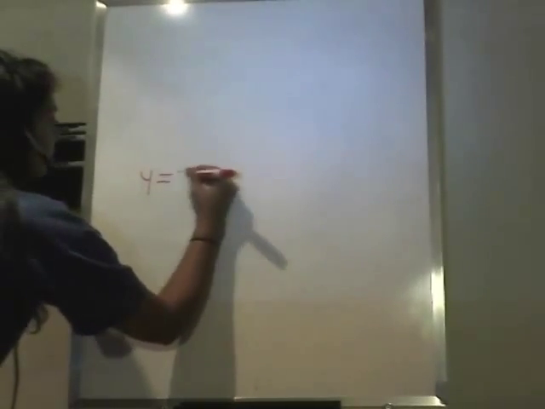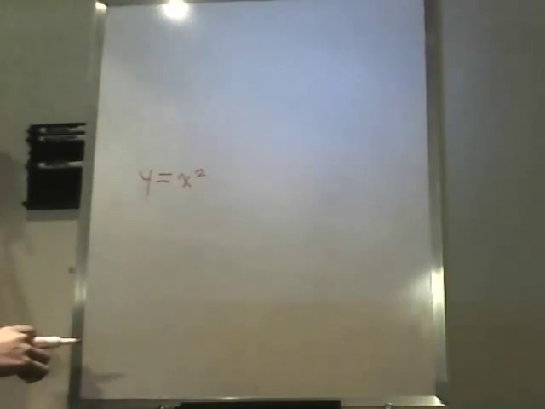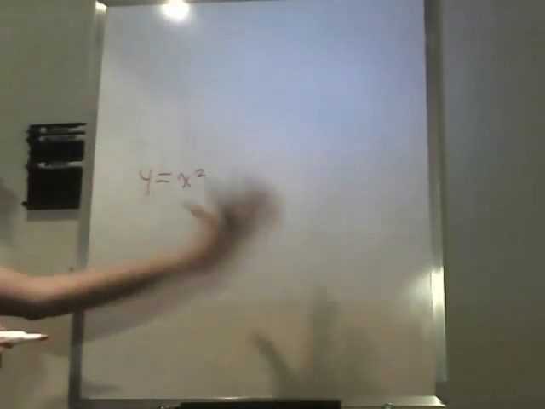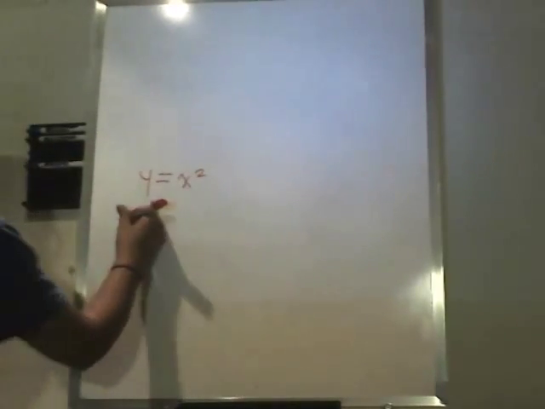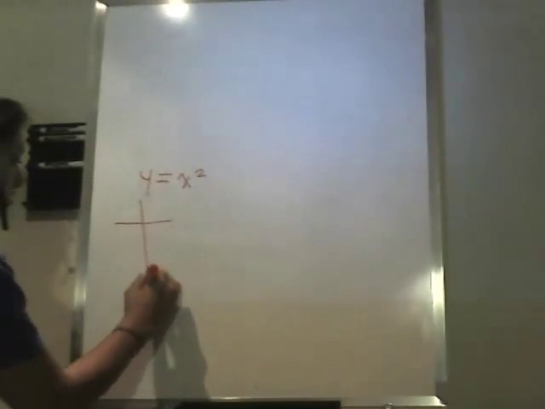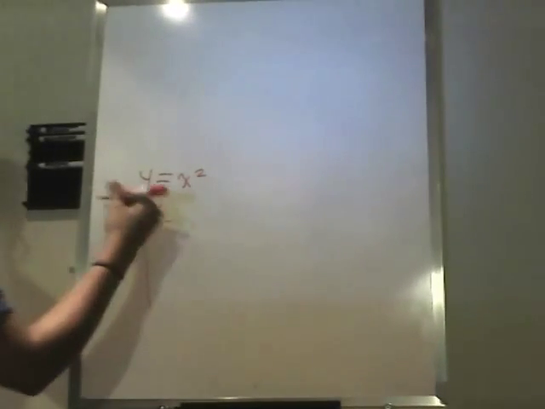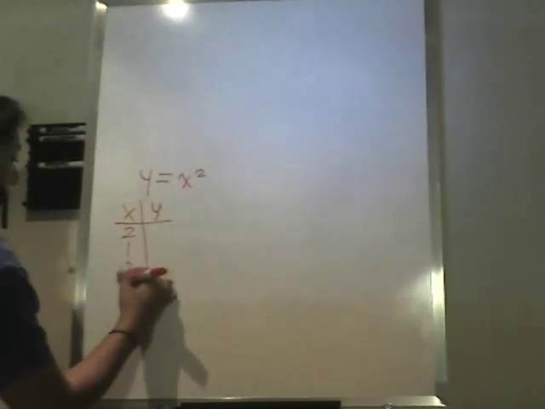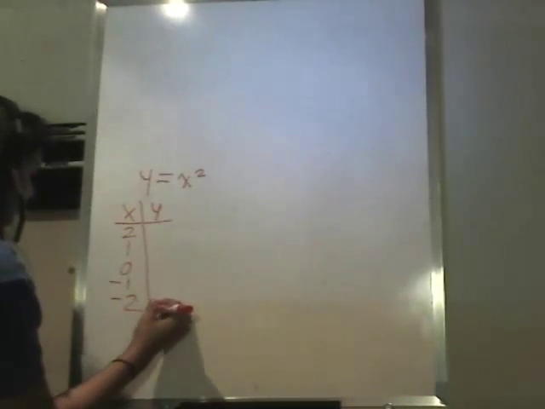The basic equation is y equals x squared. This is going to help you solve other equations. First you need your table of values to understand this. So x and y. The numbers I'm going to choose are 2, 1, 0, -1, -2.